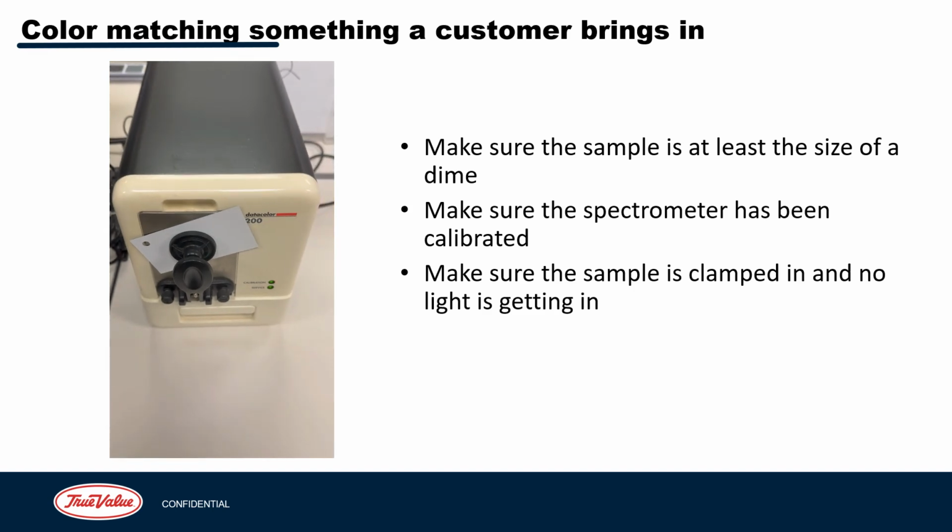There are a few things to remember when color matching something. First is that whatever you're color matching, it needs to be the size of a dime or bigger. Before you begin, make sure the spectrometer has been calibrated. Then pull the door back if it's an older one. If it's one of the newer ones, put it underneath and put the sample in to be matched. On the older ones, make sure that door is held tight against the sample so that no light gets in and alters your match.